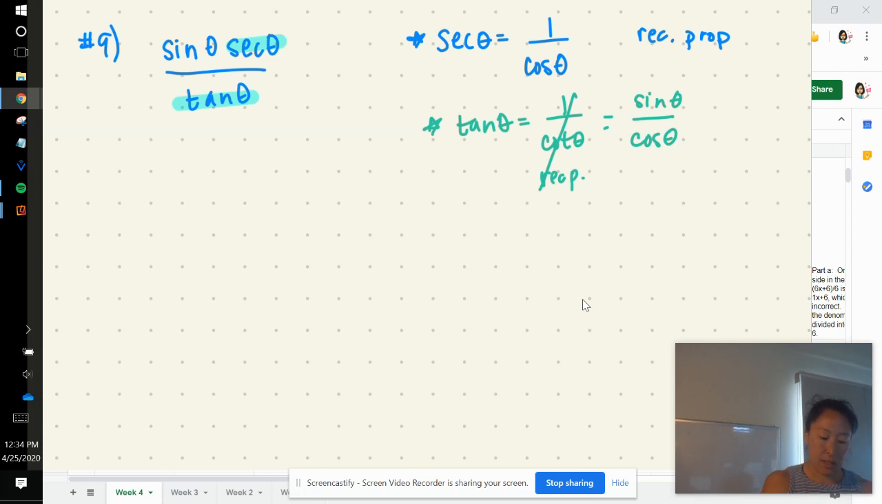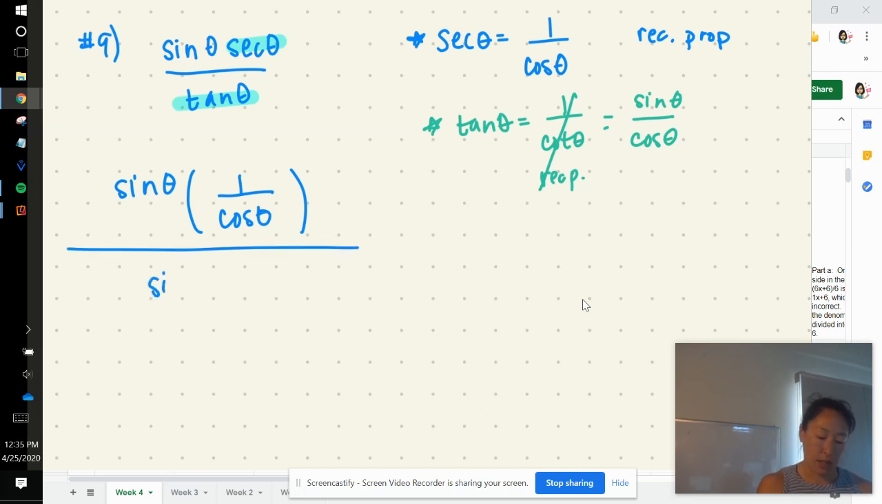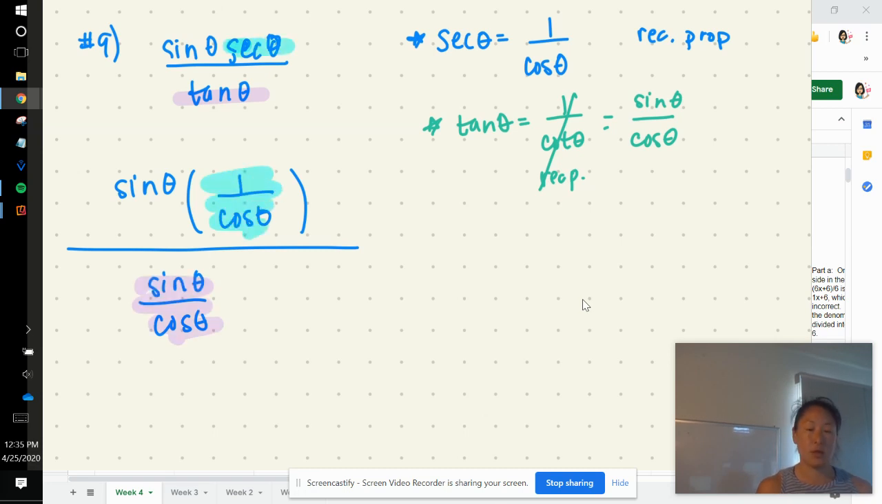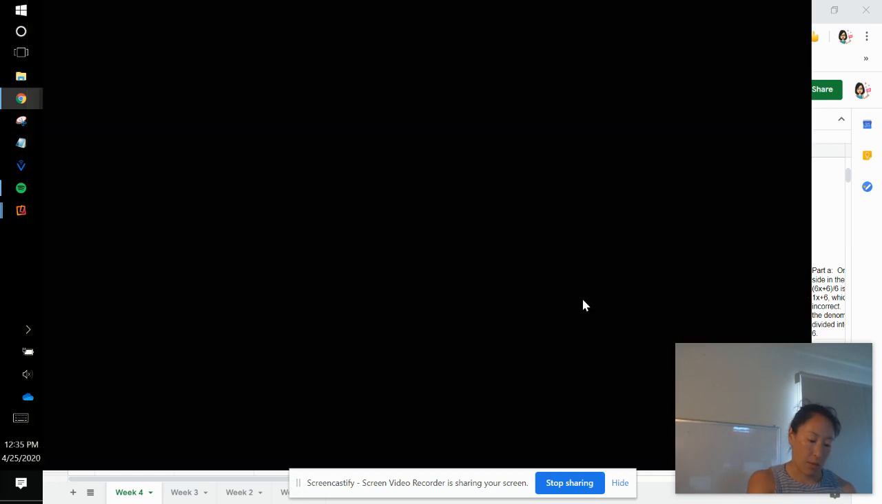So I get the sine theta times, okay, secant is 1 over the cosine of theta, all over sine theta over cosine theta. So remember this here was tangent theta, and I went ahead and replaced tangent theta with sine theta over cosine theta, and I replaced secant theta with 1 over cosine theta. Okay, so now we're going to start simplifying.